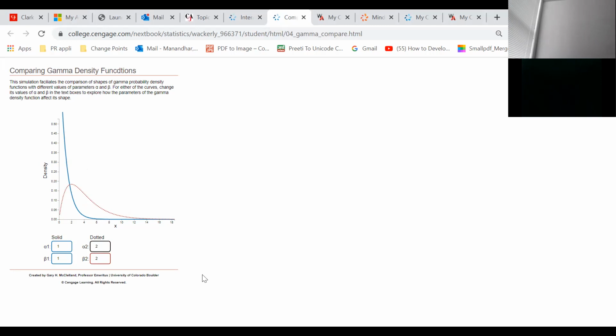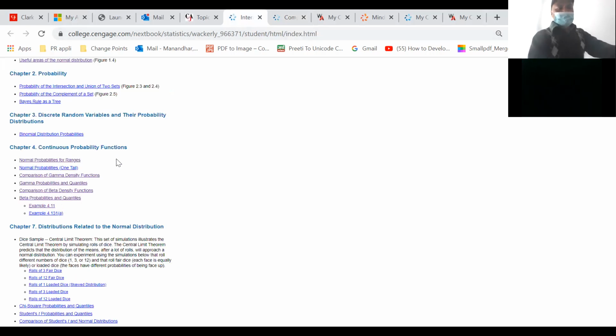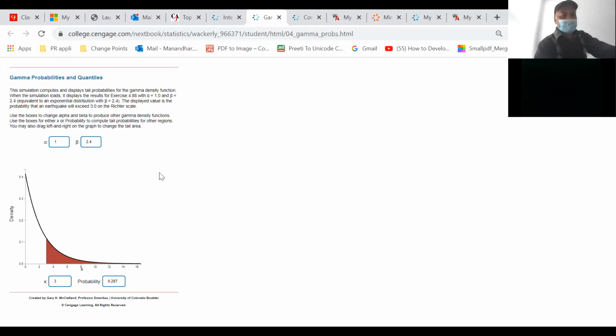Now, in your homework problem, you can use this to draw the graph, if you need to draw the graph. Here is another one, for the gamma probability and quantiles. For alpha equals 1 and beta equals 2.4, it is showing some example. Let's say it is 2 here. Now you want to find the probability that is beyond, say, 1.5.